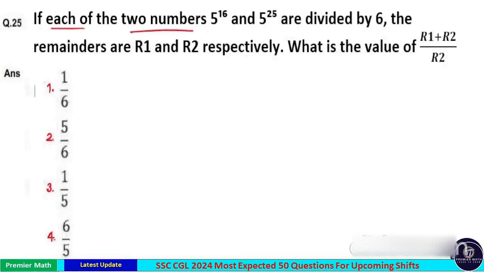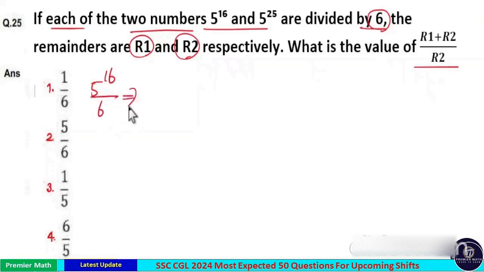If each of the two numbers 5 raised to 16 and 5 raised to 25 are divided by 6, the remainders are R1 and R2 respectively. What is the value of (R1 plus R2) by R2? Here 5 raised to 16 by 6 will give you remainder R1 and 5 raised to 25 by 6 will give you remainder R2. Now this is 5 and this is 6.